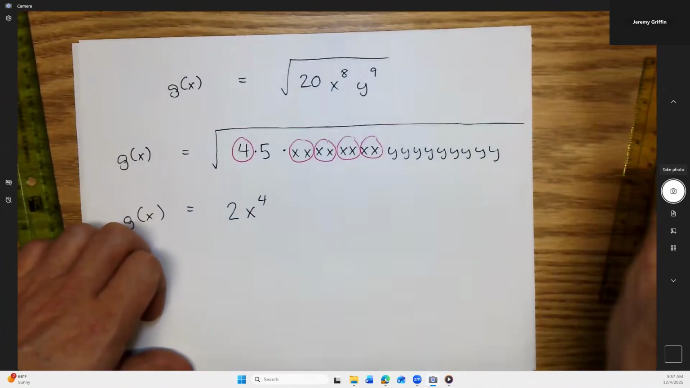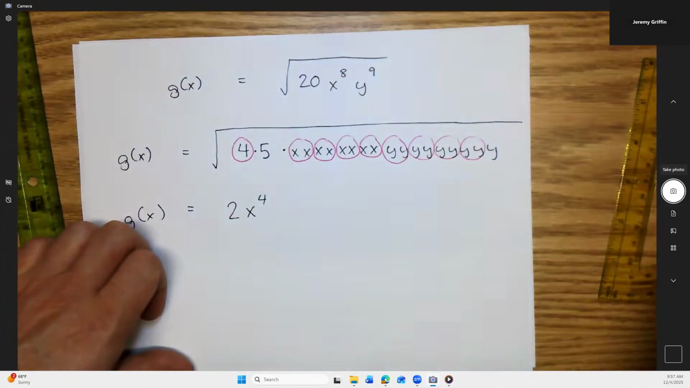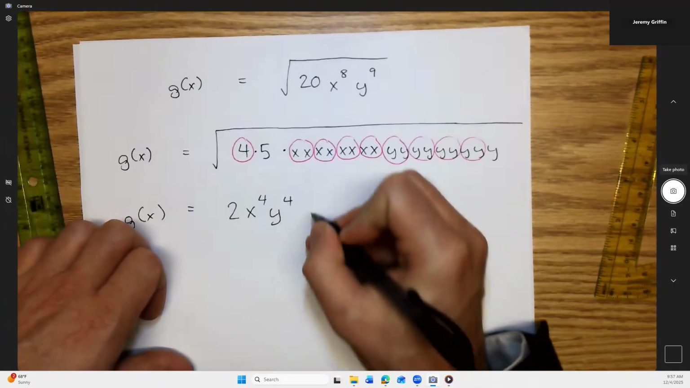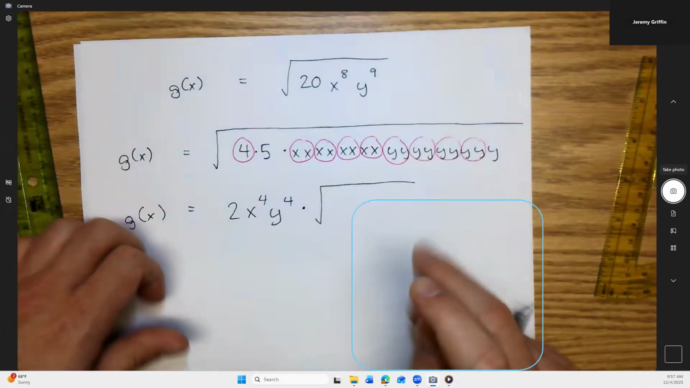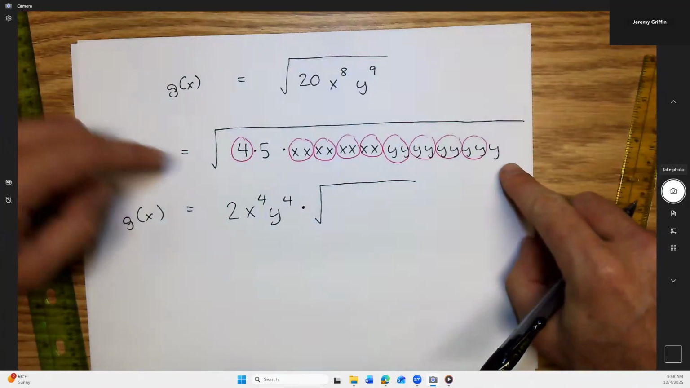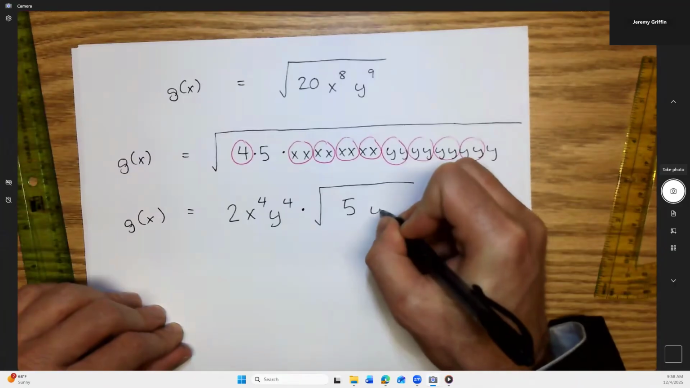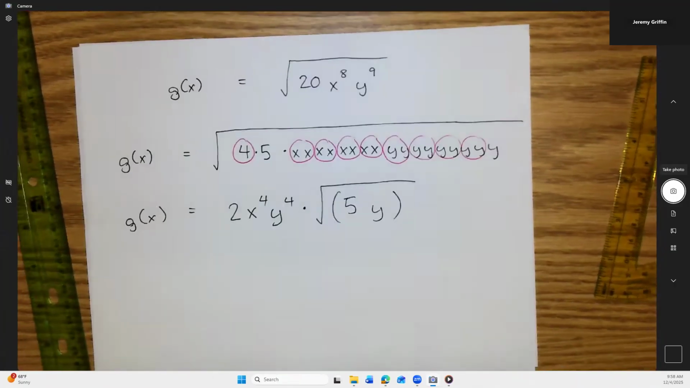Okay. How about y's? I got a pair of y's there. 2, 3, 4. Well, 4 pairs of y's. So that comes out as y to the 4. Okay. But then I have some stuff left over under the square root. And guys, what's left over? The 5 and the y. Yeah. There's a 5, there's a y in here. That should be it.